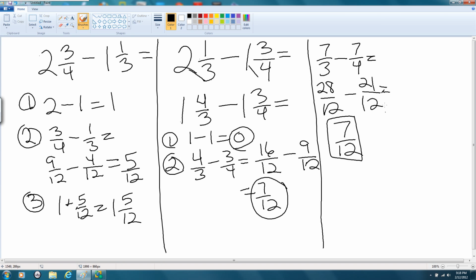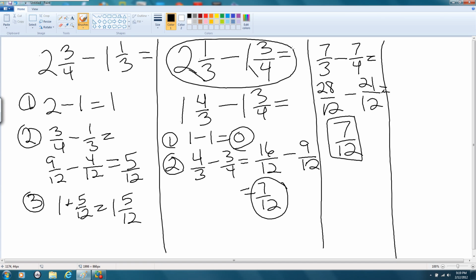Now here's a fancy one that you couldn't have done in 5th grade because you weren't that sophisticated at the time. Go back here to this problem right here. What we're going to do is start adding and subtracting the whole numbers and fractions separately. So the first step would be 2 minus 1 is equal to 1. And then the second step is to subtract the fractions. So we have 1/3 minus 3/4.